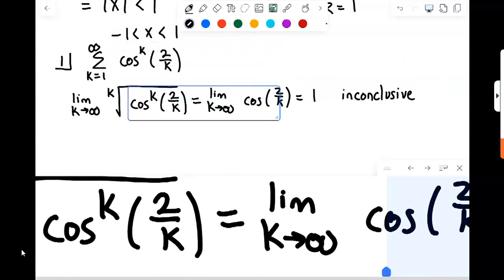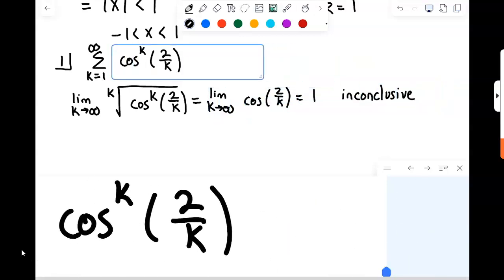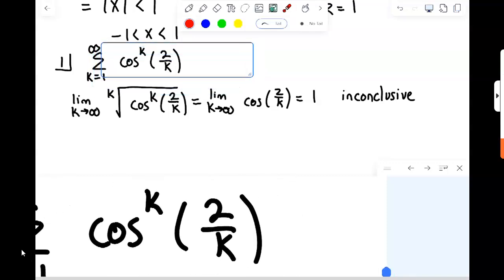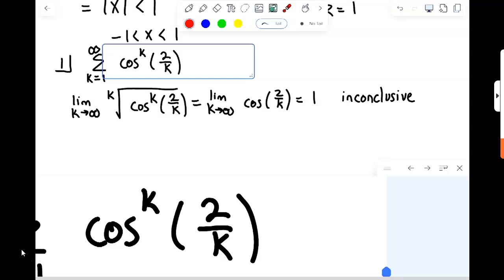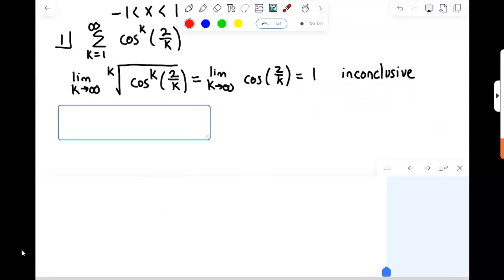We know as k goes to infinity, cosine of 2 over k is approaching 1. What if we look at the underlying sequence here and see what it approaches? Does it also approach 1? Because it's being raised to the k power, and if you take 1 to the k power, that's going to be 1. But if we look at it as k goes to infinity, this actually becomes a 1 to the infinity. But we can talk about that limit, at least see what happens with that. So the root test is inconclusive.